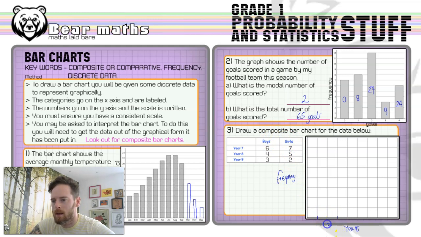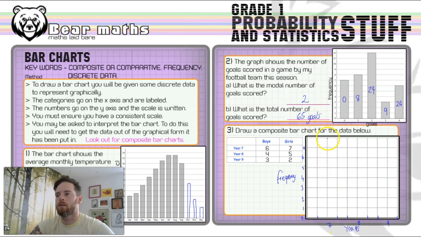So if that's our year 7, we've got 2 bars which can be stuck together because they are from the same year group, but representing boys and girls. This is a dual bar chart or a composite or comparative bar chart. Then we've got year 8, which we need to leave a space for. And then we've got year 9, which we can squeeze in on the end there. Then we've got 0 here. 1, 2, 3, 4, 5, 6, 7.